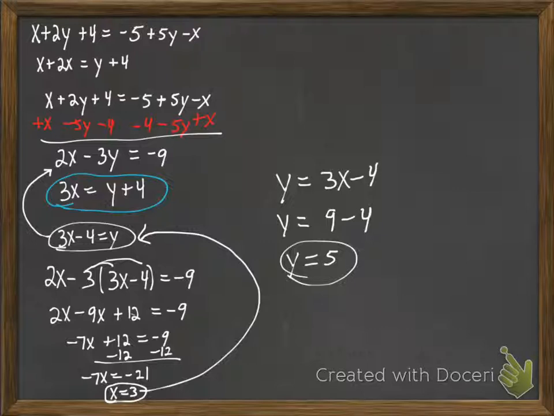So we now know what x is. We now know what y is. And so remember, we want to write our answer as a point. So our solution would be the point 3 for x and 5 for y.